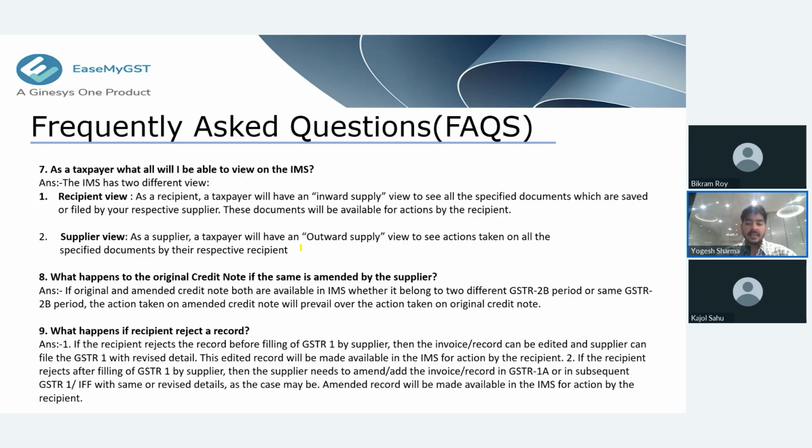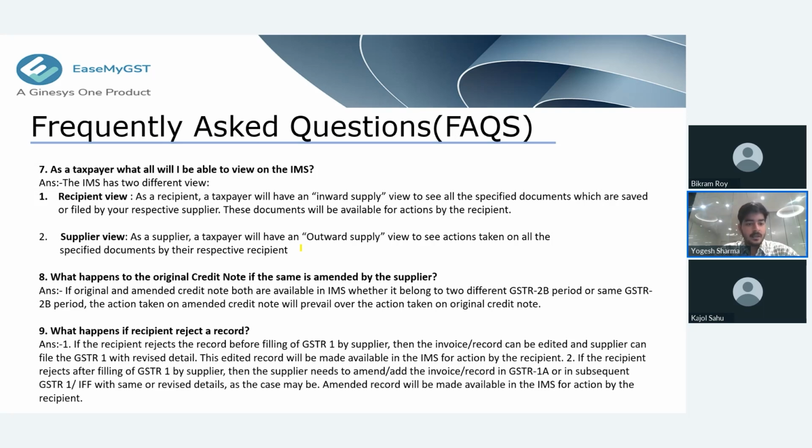Now in the second part, if the recipient rejects after filing of GSTR1, then the supplier needs to add the invoice record in GSTR1A or in a subsequent GSTR1 or IFF with the same or revised details as the case may be. So the amended record will be made available in the IMS to take actions.